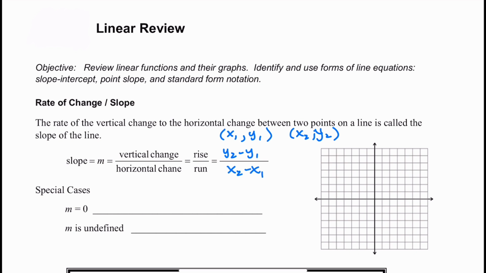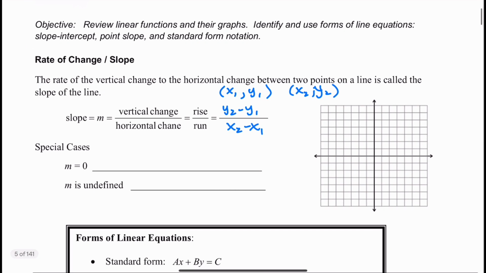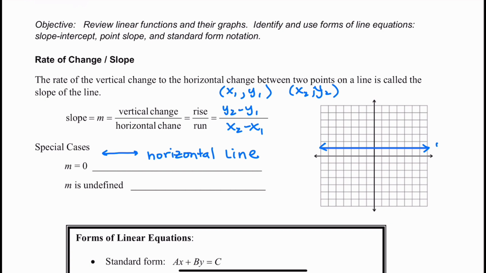Now, we've got a couple of special cases. When m is 0, this is a horizontal line. It will look something like this, a straight flat line. This is going to be when y equals 1. So anytime you have y equals any number, that is going to be a slope of 0. So you would have like y equals 0x plus whatever number you're at. So if you just have a number, it's a horizontal line, the slope is 0.